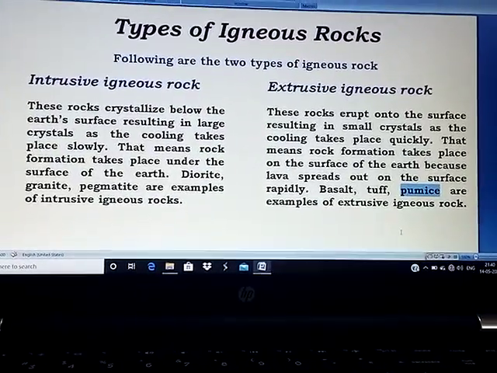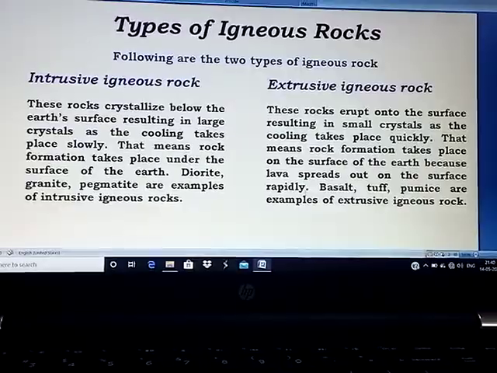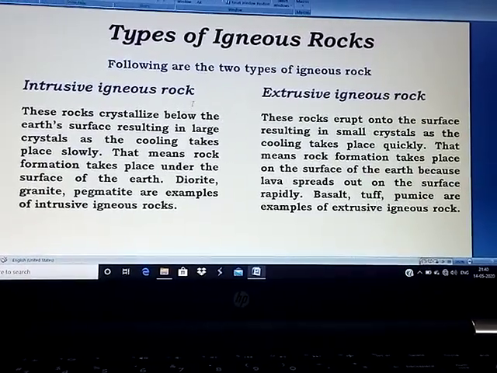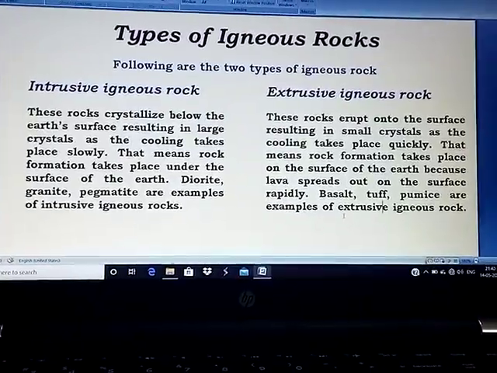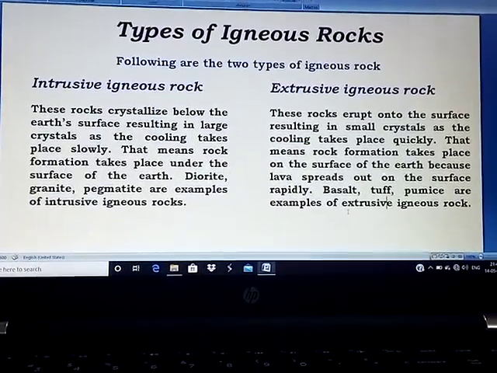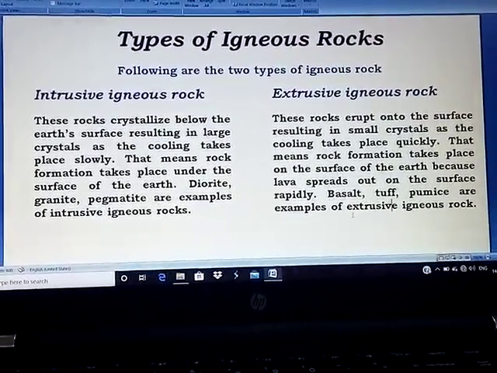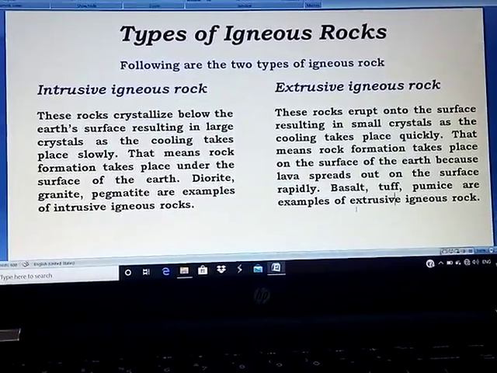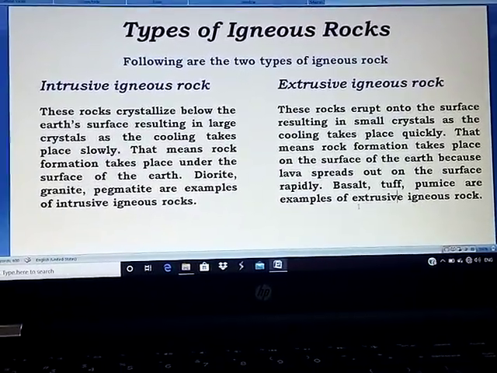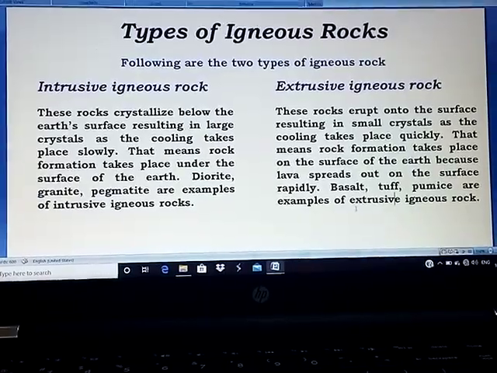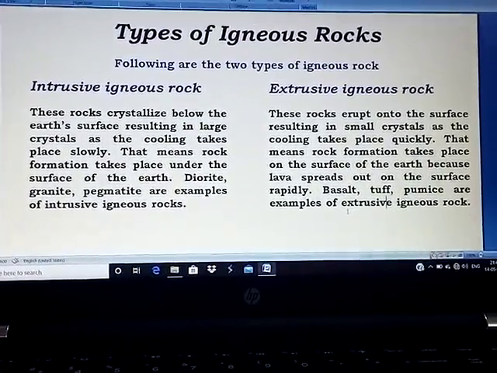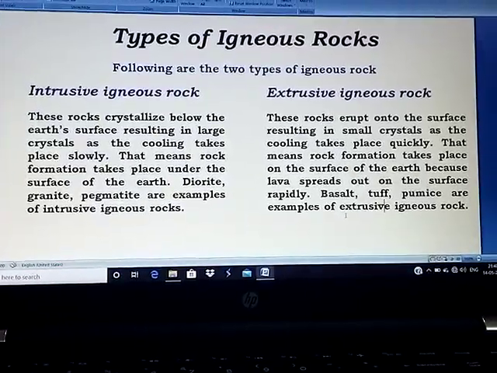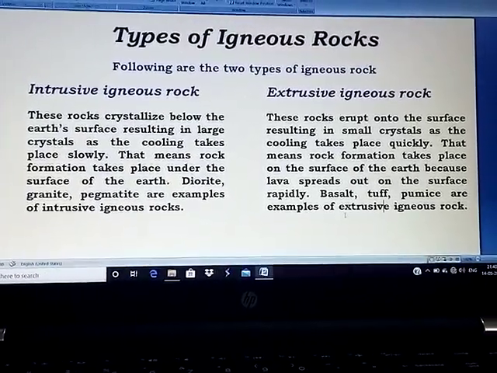And do not get confused. Both intrusive as well as extrusive are igneous rocks. One type of igneous rocks gets solidified or formed inside the surface of the earth, that's why it is known as intrusive igneous rocks. The other one is when it comes out of the surface of the earth, rather on the surface it spreads and then it solidifies, then that rock is known as extrusive rock.